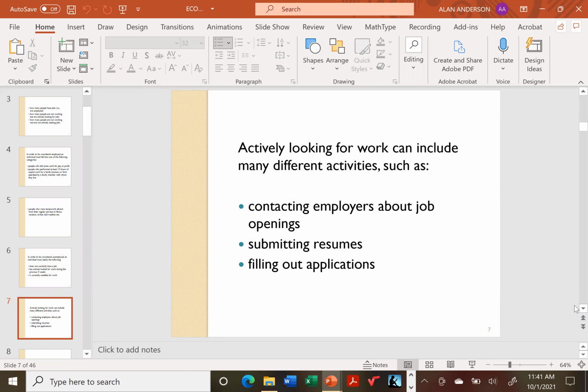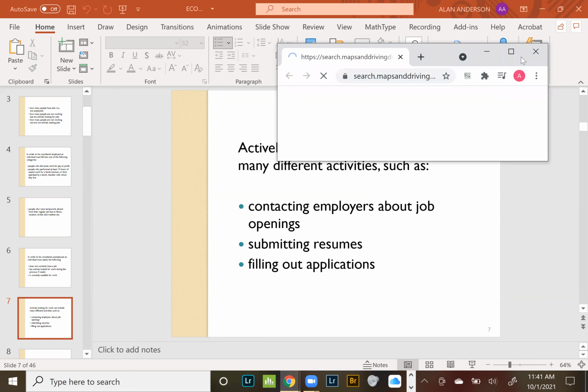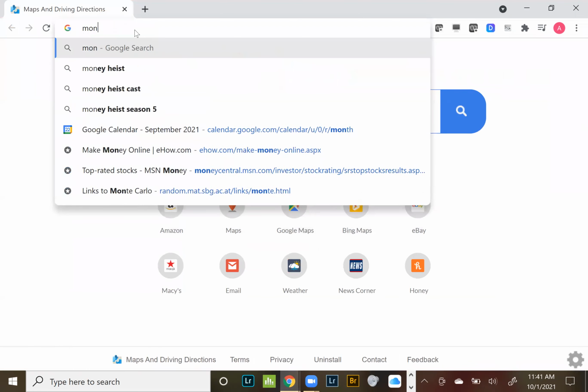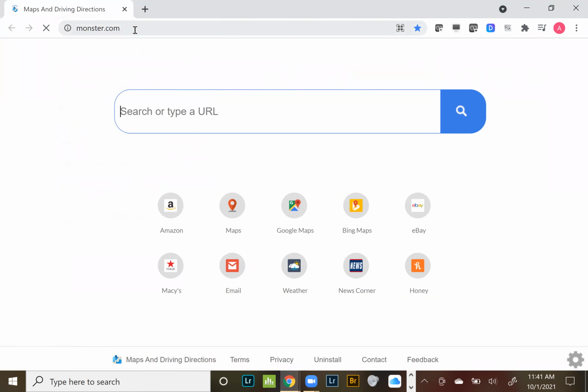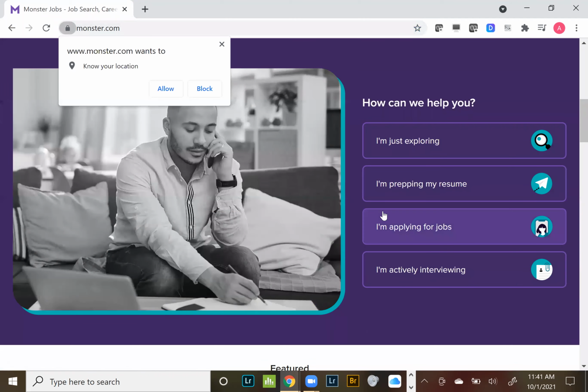And there's a lot of ways this can happen, especially now in this day and age. You can do a lot of this online. There are websites like monster.com where you can search for jobs. If you've never heard of this before, let me just show it to you. Unless it's become obsolete, you never know. Monster.com is a website where you can look for jobs and you can apply for jobs.